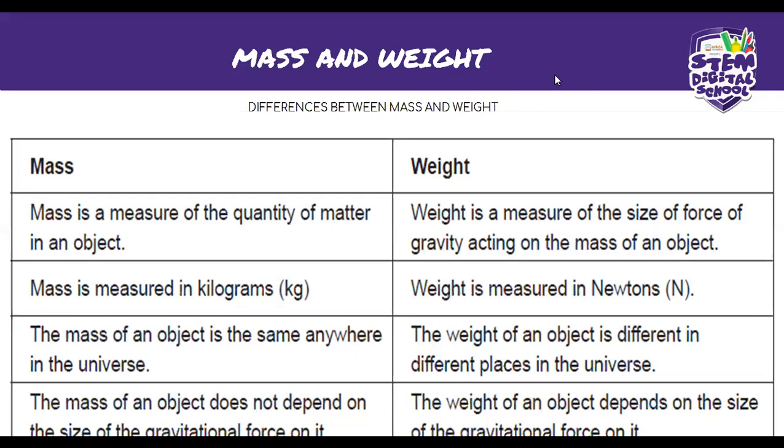The mass of an object does not depend on the size of the gravitational force. Whether the gravitational force is big or small, it doesn't matter, so far as it can act. If the object is small, it has mass. If the object is big, it has mass. Small or not, the gravitational force still acts on it. Then we said the weight of an object depends on the size of the gravitational force. All right, so let's go on.